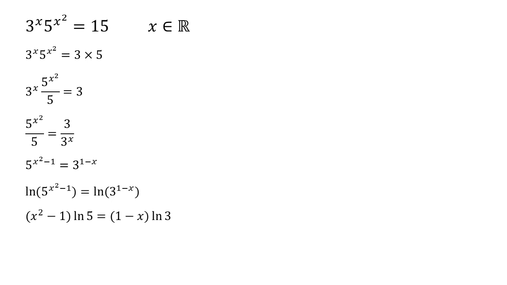And looking closely at this, we've got 1 minus x on the right-hand side. On the left, we've got x squared minus 1, which is the difference of two squares. So if we expand that, we've got x plus 1, x minus 1, ln 5. And I'm going to multiply through by minus 1 on the right-hand side, just to change that 1 minus x into x minus 1. So 1 minus x is the same as minus x minus 1. And I've done this so that we've got that x minus 1 on both sides.